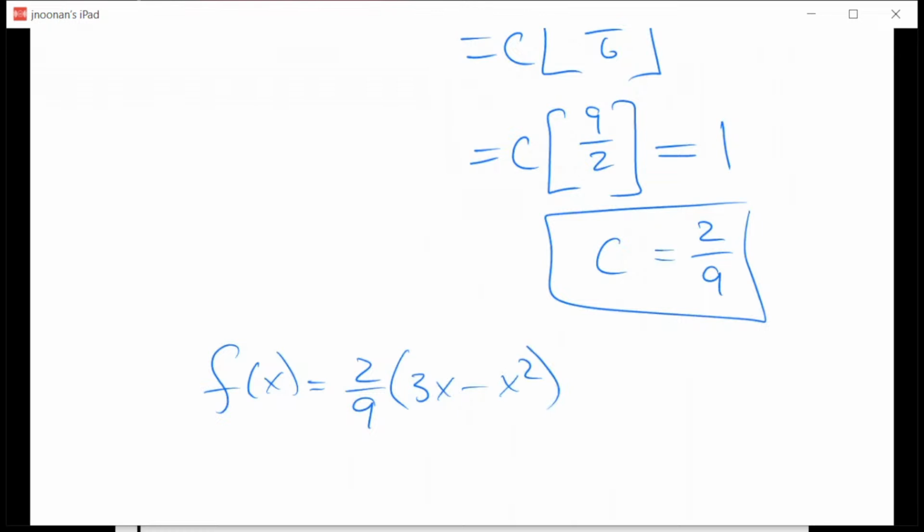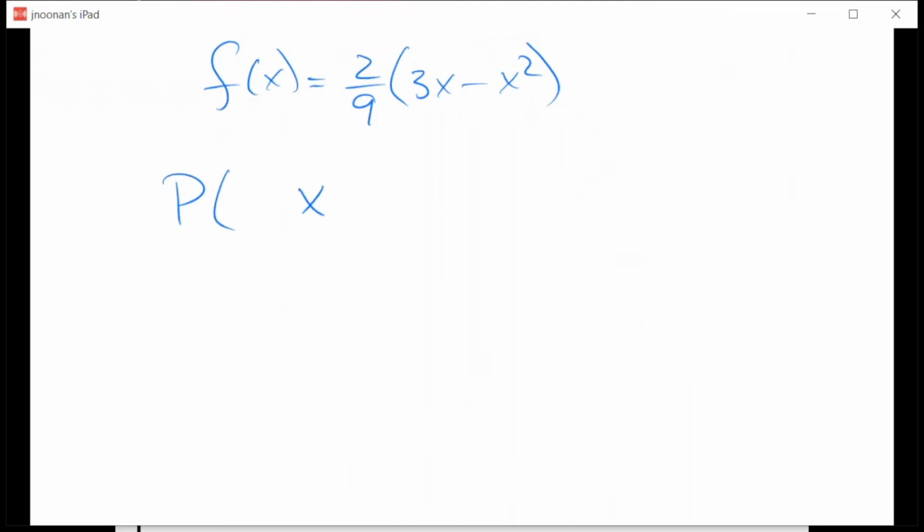So we got that. Now we can actually compute some probabilities. If this were the probability density function, let's say I want to know the probability that x is between 1 and 2. Whenever you see this, just think in terms of an integral from 1 to 2 of your density function, this so-called density function.